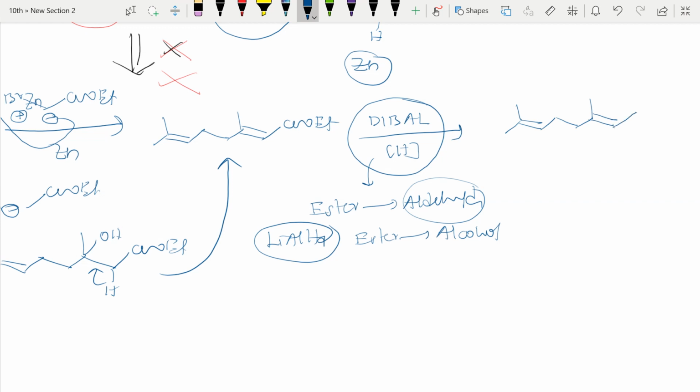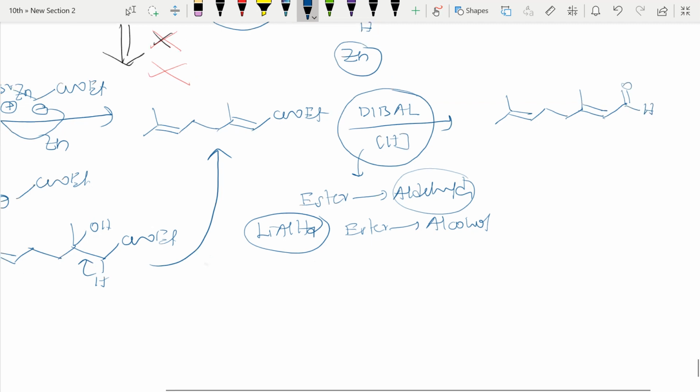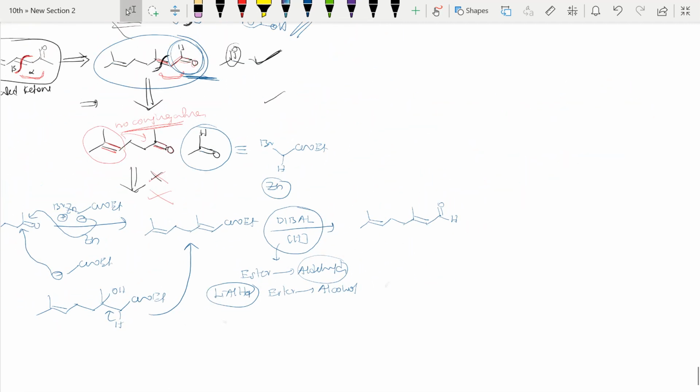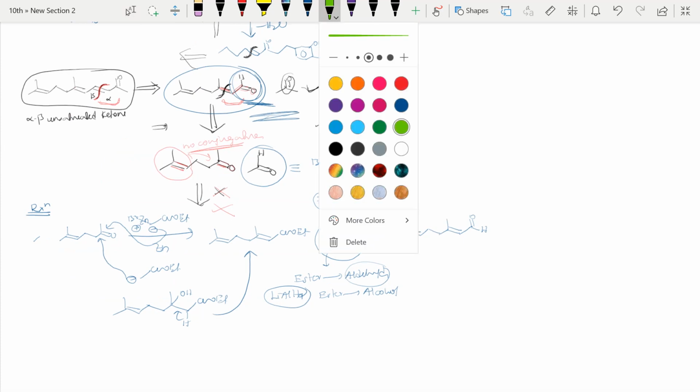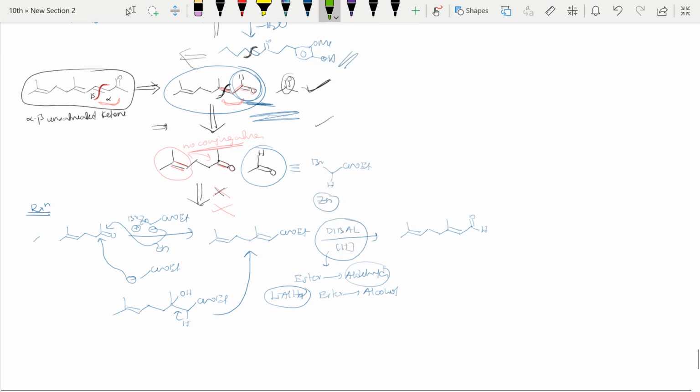C double bond O, OEt is there. I will get simply the CHO aldehyde, right? So I hope everything is visible. So I got this one. See here, this one I got. Further I need to get this one.